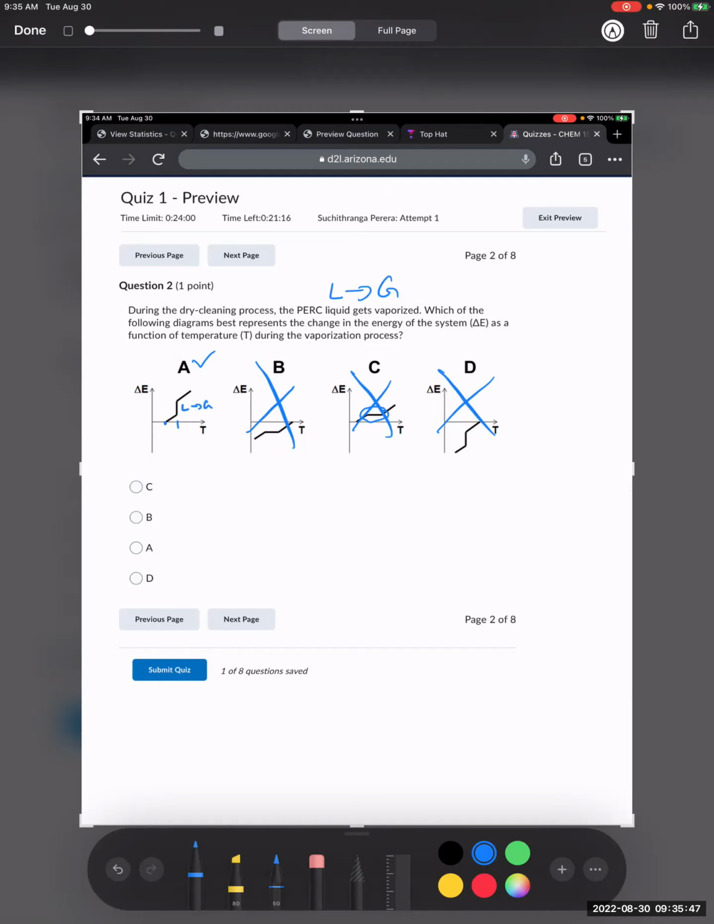energy is absorbed by the system still during this process to convert liquid to a gas. And then once everything is converted to gas, again energy increases with temperature. So this should be the gas phase over here, and this should be the liquid phase over here. So the correct answer is option A.